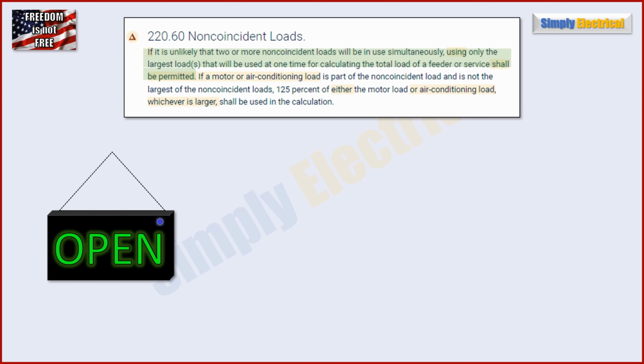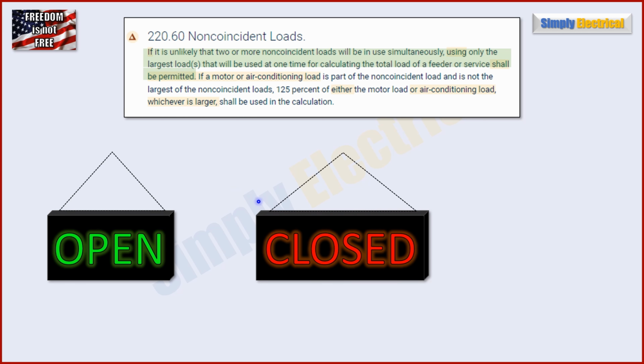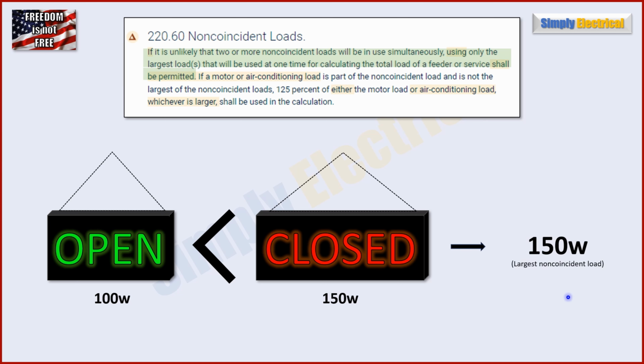If you have an open sign and a closed sign, they're not going to operate at the same time. That wouldn't make any sense. So these are non-coincident loads. Now your open sign is, say, 100 watts and your closed sign is 150 watts. Obviously you can see the closed sign is the larger of the 2 loads. So what we would do is simply take the larger one and leave out the smaller one. So our total would be 150 watts because that is the largest non-coincident load. So that's really easy, right? Well, that's because I picked pretty much the simplest example possible. Now, since this only acknowledges the first sentence of 220.60, there's a bit more we still have yet to consider.